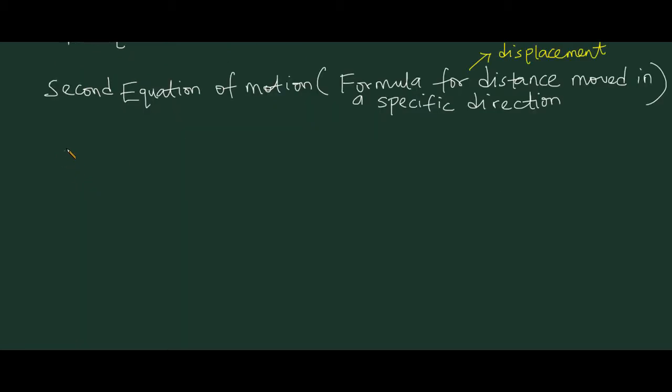To derive the second equation of motion, let us consider a body or object moving with uniform acceleration. Its average velocity is equal to half the sum of the initial velocity u and final velocity v. So average velocity is equal to v plus u over 2. This is a very important formula, so we need to asterisk it, the average velocity of a uniformly accelerated motion.